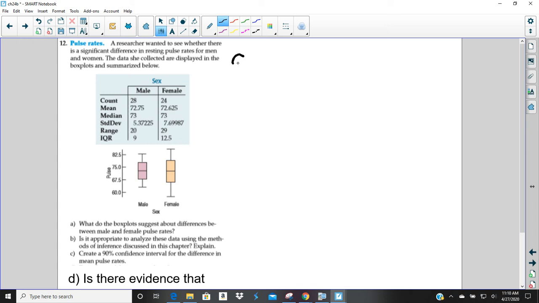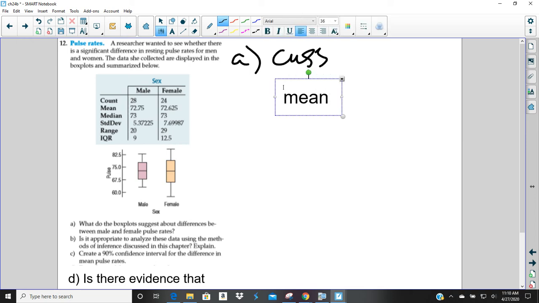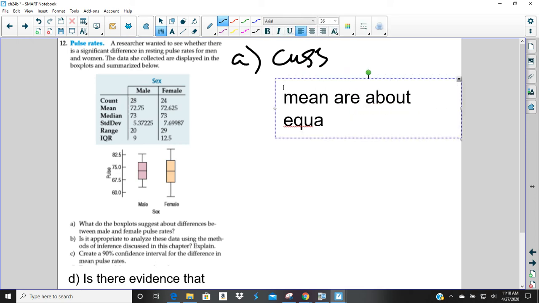So let me write it up here so we have room. This is where you're going to do CUSS. So think about things that you would do for the CUSS. What are you going to write down for them? Certainly, let's talk about the center. Is the center any different between the two? No, the mean values are roughly equal. So I'm going to write that down. So the center, mean are about equal.